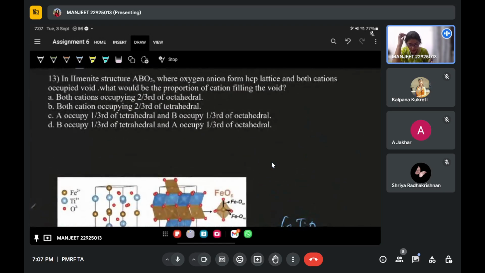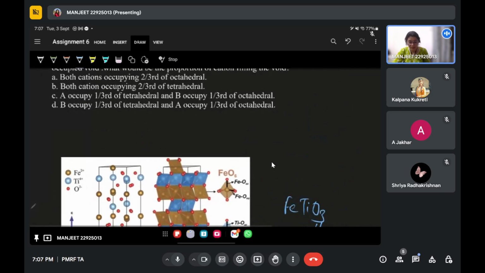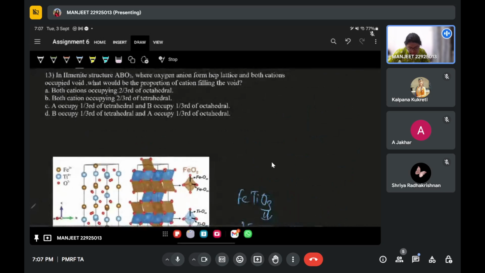So how are they arranged? In the first part, they have said both the cations occupy 2/3 of the octahedral voids. If you know about the ilmenite structure in the hexagonal close packing, how they are occupied, you know about this. If you see the figure also, you can tell from this how the Fe and titanium are arranged or occupied.